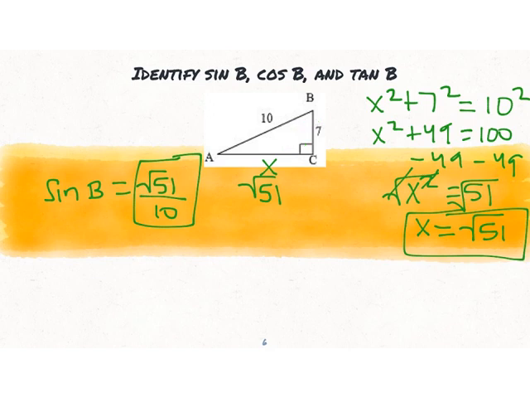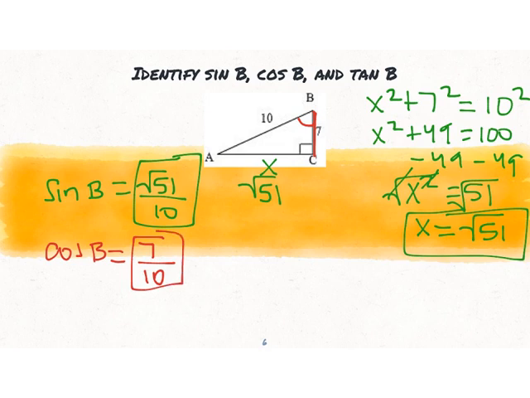Now we need to reference, it's still going to be our angle B, but it's going to be cosine this time. And when we get cosine of B, we have our adjacent to that angle, so 7 over our hypotenuse, which is 10. Cannot simplify 7/10, so we stay as 7/10.